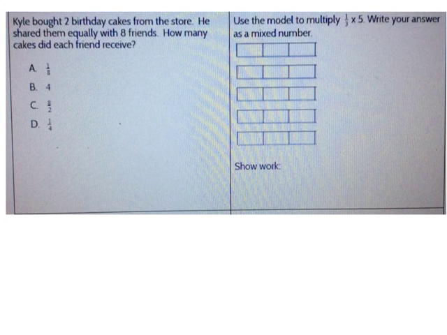Let's look at the first do now problem. Kyle bought 2 birthday cakes from the store. He shared them equally with 8 friends. How many cakes did each friend receive? First, what operation is happening in this problem? We're using division in this problem. What is being split up? The 2 birthday cakes are being split up. So how do I write that as a division problem? Well, I'm going to divide 2 divided by 8.